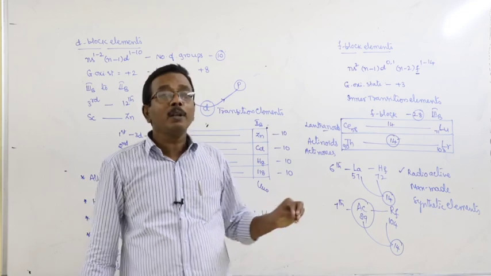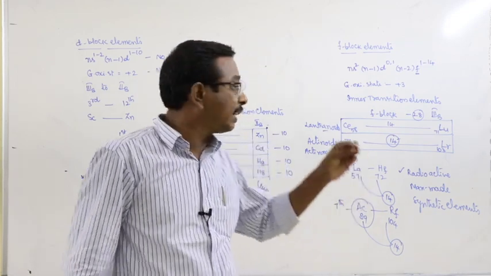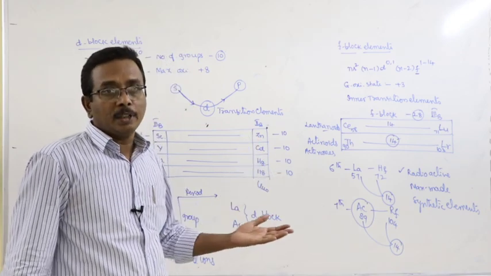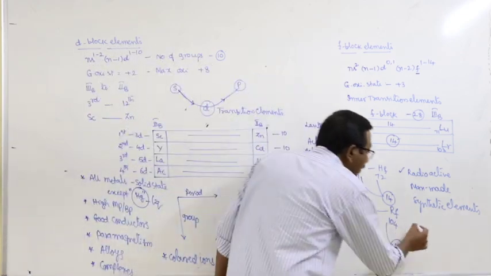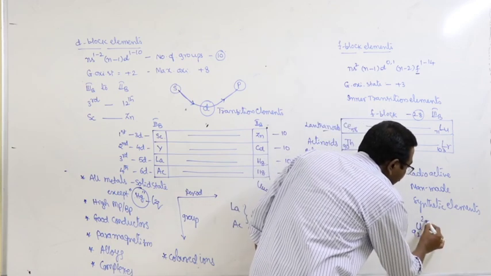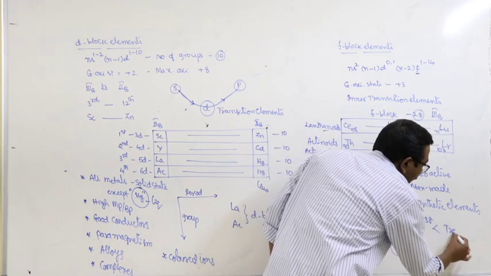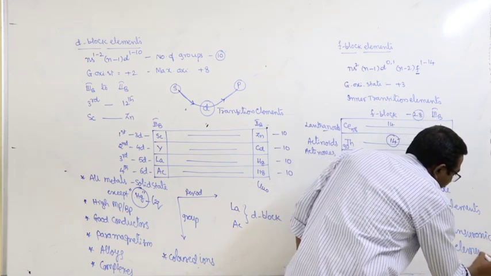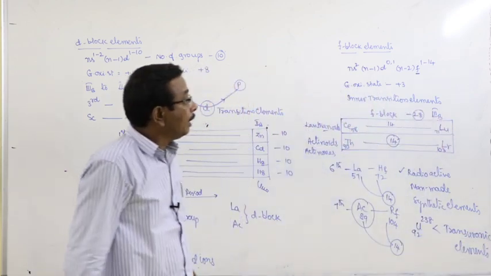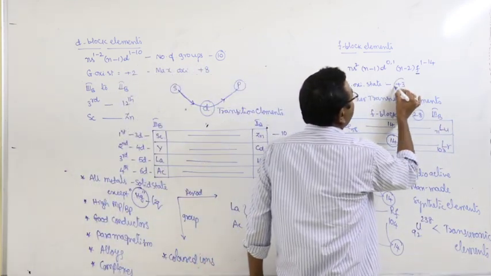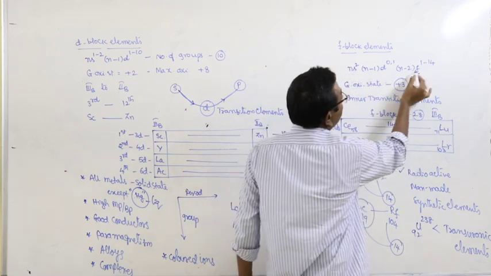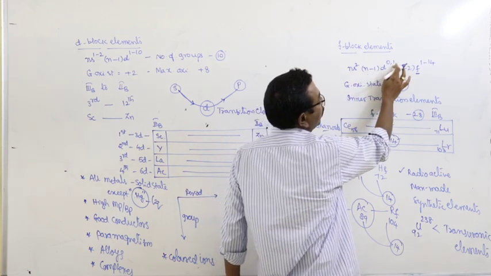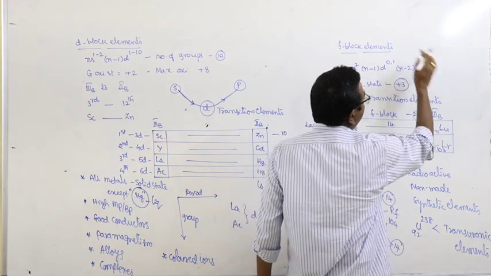They are obtained during the radioactive disintegration of uranium, particularly the elements beyond uranium. So the elements beyond uranium are commonly represented as transuranic elements. Right. What is the general oxidation state of F-block elements? +3. What is the general outermost electronic configuration? ns2, (n-1)d 0 to 1, (n-2)f 1 to 14.